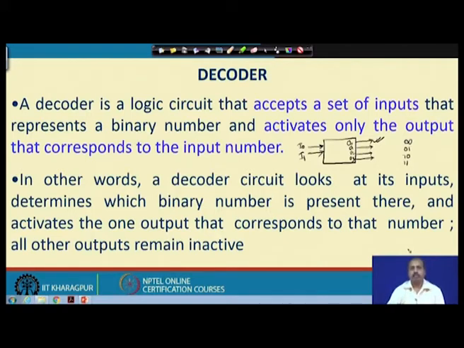Now, you can very easily design such a circuit using basic logic gates, and in fact it is done that way, but if the function that you want to realize is quite complex, then it may need a good number of gates. So, we are replacing them by a decoder to make the design simple to understand.